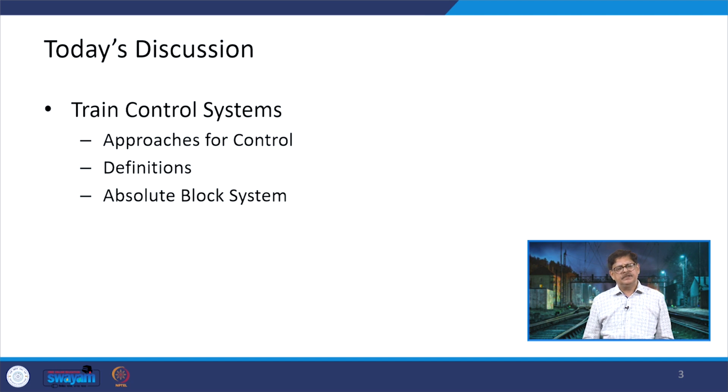In today's lecture, we will be talking about the approaches which are there to control the movement of the trains on the tracks or the sections. And in this light, we will be discussing a few of the definitions, and then finally we will be taking up one of the systems, which is known as the absolute block system. We will look at the salient features and the working of this particular system.